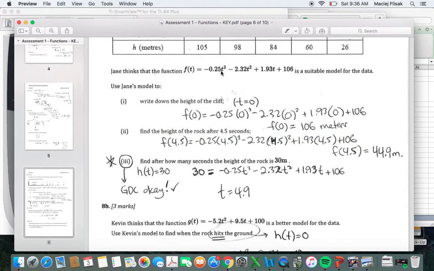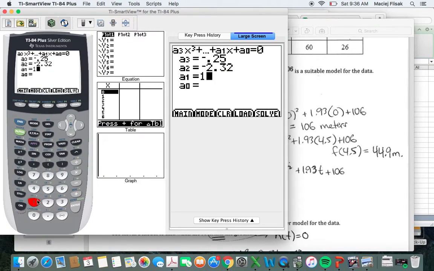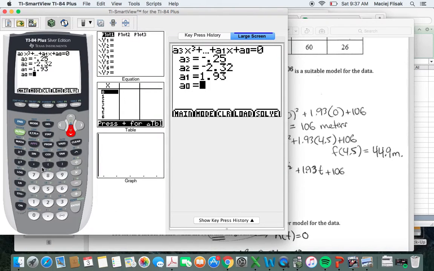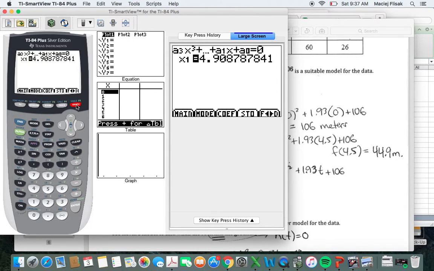Next one, A1, the third coefficient. That's going to be the one by the x. So I did this one, now I'm here. 1.93. Down. All right, A0, that's the last term. It's the constant term, the one without the variable. And we just changed that. Remember, it's 106 here, but as we said, I subtracted 30 from here to make this 0. And this became 76. So now we're gonna put 76 in here. 76. All right. And then you press graph again, because that's for solving.